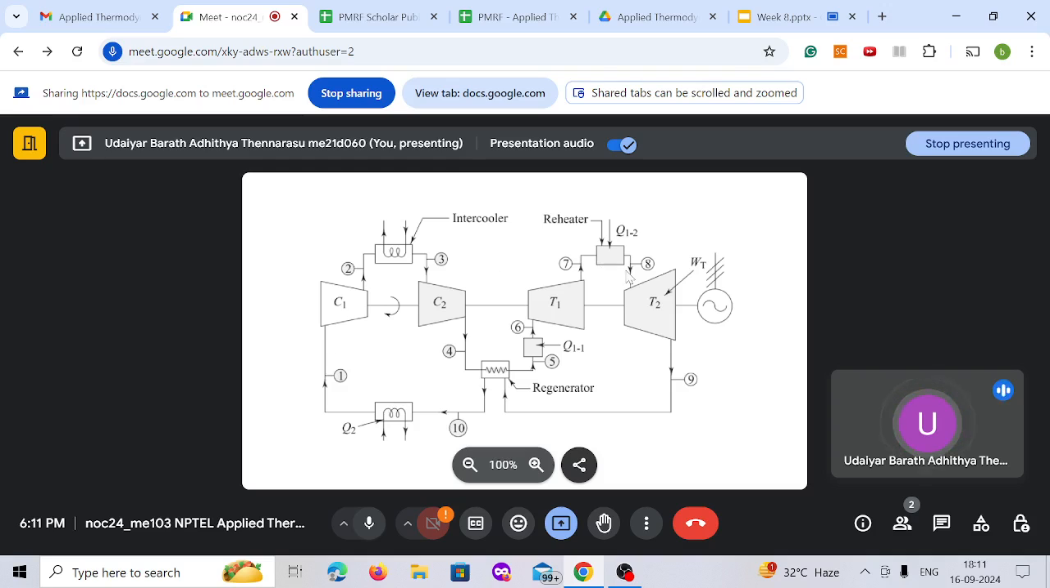So what is shown here is a closed type. After the regenerator, you are rejecting heat and you are taking it back. But ideally you will use an open type where you are putting in air and then adding heat by combustion and then expanding it, and you use a regenerator and you dump it out. So that is an open type system. So with this we have a brief idea of how a Brayton cycle works, and we'll look at some of the problems of the Brayton cycle.